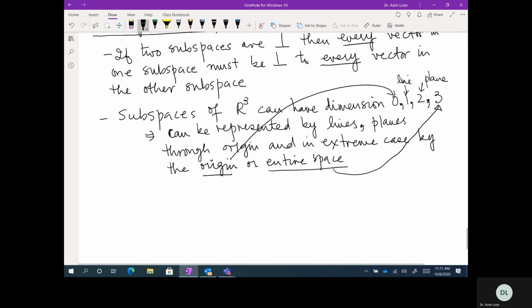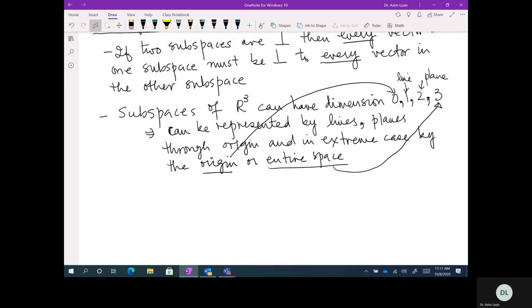Okay. So the subspace 0, the subspace origin, is orthogonal to all subspaces.